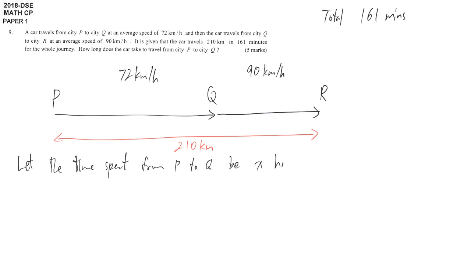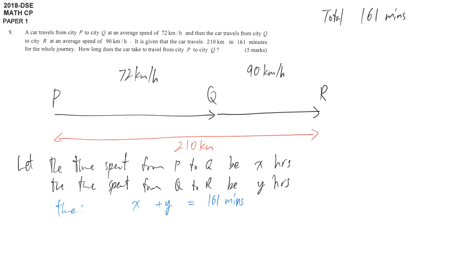The first thing you should do is let the time spent from P to Q be x hours, let's say. And then the time spent from Q to R be y hours. And then there are two pieces of information given. The first one is about the time. The second one is about the distance. I think it's easier to write an equation with time, so we start with that first. About the time requirement, we know that x hours plus y hours should equal 161 minutes.